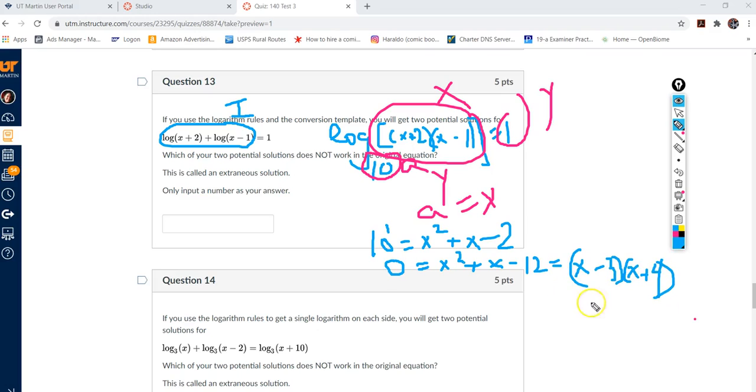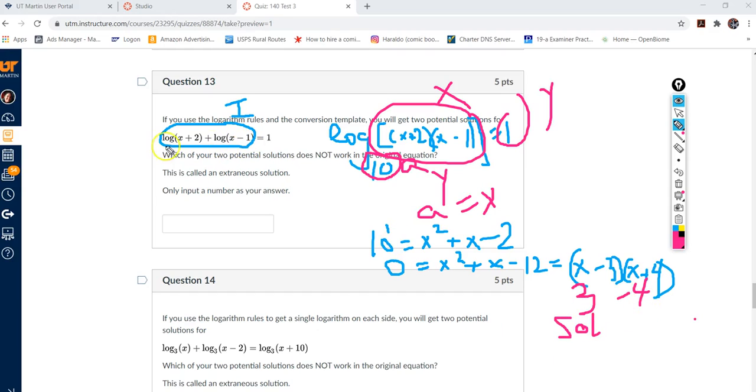So what will make this equal to 0? Well, one answer is x is 3, and the other answer is x is negative 4. Okay, that will satisfy that equals 0. Now we must go back into the original equation and make sure it works. So if x is 3, I get positive inside the parentheses 5. If x is 3, I get a positive 2 inside the parentheses. So this is a proper solution.